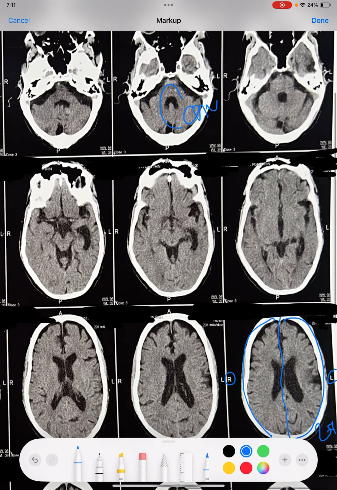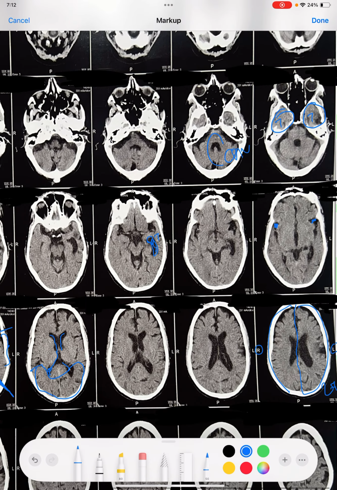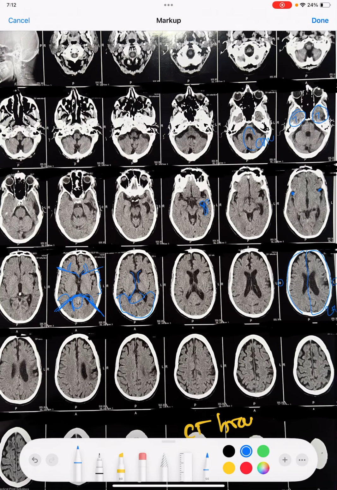This is the temporal fossa, the middle cranial fossa, and this is the temporal lobe. We can see this is the temporal horn of the lateral ventricle. This is the central sulcus, the largest sulcus of the brain, which divides the frontal from the parietal lobe.